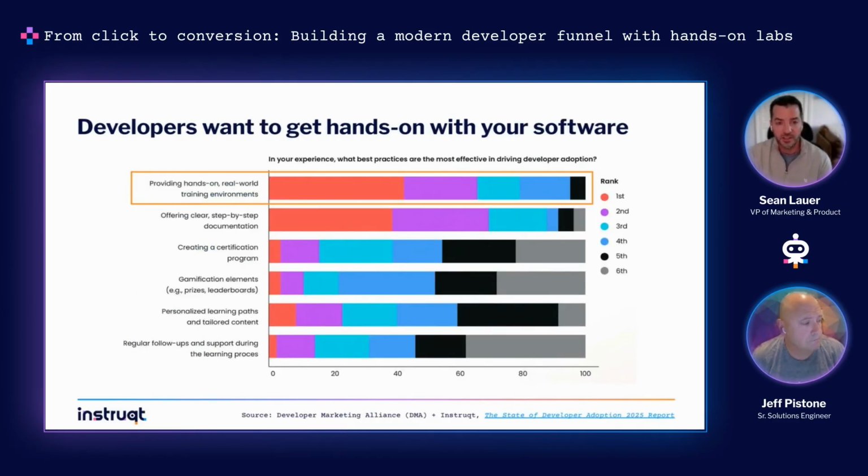So, we did a study a few months ago, and I think it produced a very relevant insight for the conversation today. Again, we talk about how developers really want to get hands-on. They don't want to be talked to. They don't want to be sold. They don't want to have to watch videos or read documents. They actually want to get their hands on the product. And what we found in the study was that people definitely ranked hands-on real-world training environments as the most effective at driving developer adoption. But only about a third of folks were actually using hands-on real-world training environments.